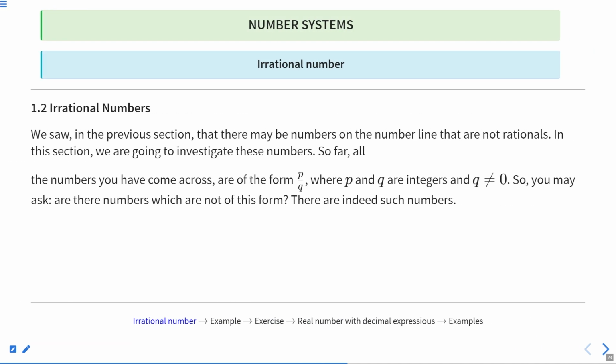In the next section we will discuss irrational numbers. We saw in the previous section that there may be numbers on the number line that are not rationals. In this section we are going to investigate these numbers. So far, the numbers you have come across are of the form p over q, where p and q are integers and q does not equal 0. So you may ask, are there numbers which are not in this form? There are indeed such numbers.